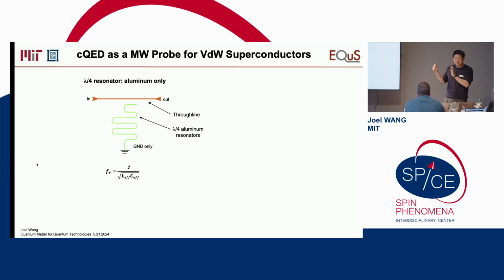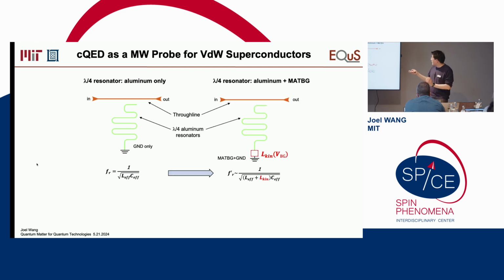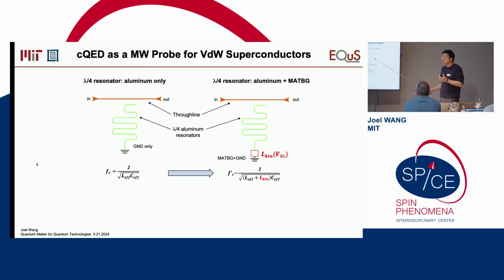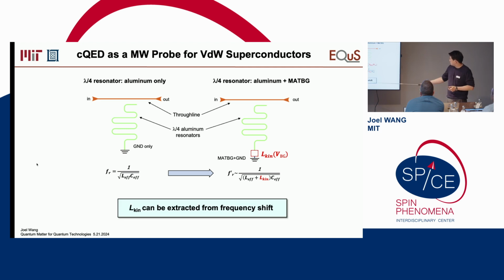Okay, so the idea is very simple. This is the methodology we're taking. If you have a piece of resonator whose frequency is given by the effective inductance and the capacitance that's coupled to the transmission line, and now we insert a piece of tunable material with a very high kinetic inductance, the total inductance will change as a function of backgate. Then we can observe the change of the frequency to extract the added kinetic inductance in this device. So you can just observe the frequency shift, and then we can extract the kinetic inductance as a function of gate voltage.